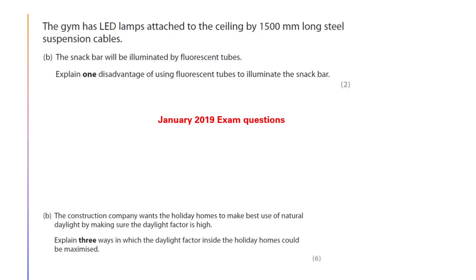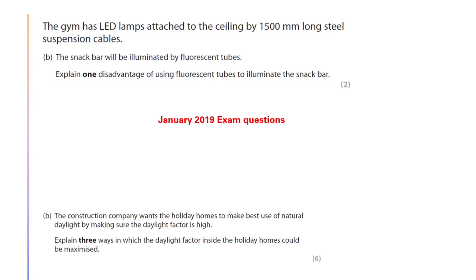So 2 more questions. This is the January 2019 paper. Again, the scenario is a gym. It has LED lamps attached to the ceiling by 1500mm long steel suspension cables. Question B: the snack bar will be illuminated by fluorescent tubes. Explain 1 disadvantage of using fluorescent tubes to illuminate the snack bar. And it's a very simple answer. It's worth 2 points, but you should know the answer to that.